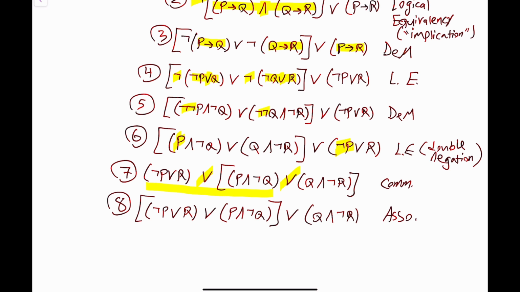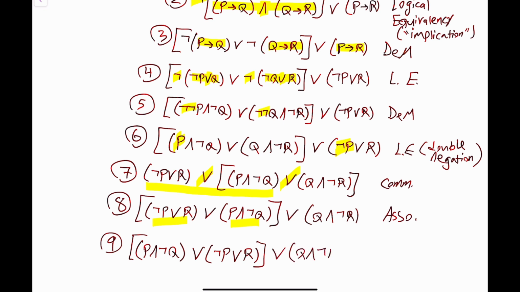Now, actually, because I think this is going to be a little bit easier, I'm going to take this expression, just flip them. And, of course, we can do that with the commutative rule. So for 9, we get bracket, parentheses, P and not Q, close parentheses, or parentheses, not P or R, close parentheses, close brackets, or parentheses, Q and not R, close parentheses, commutative.